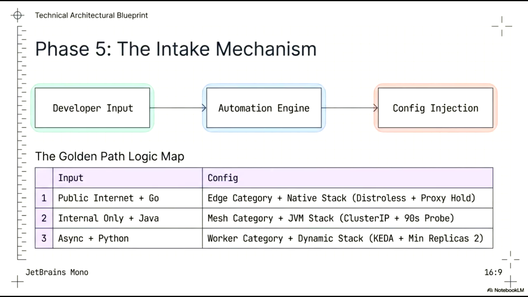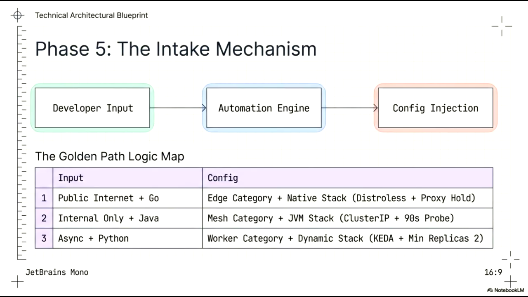This map defines the specific infrastructure stacks applied based on the nature of the application. For instance, a Go service exposed to the public internet is automatically assigned an edge category configuration. This utilizes a native stack with distroless images for a reduced attack surface and a proxy hold for managed traffic flow. In contrast, an internal-only Java application triggers a mesh category configuration.